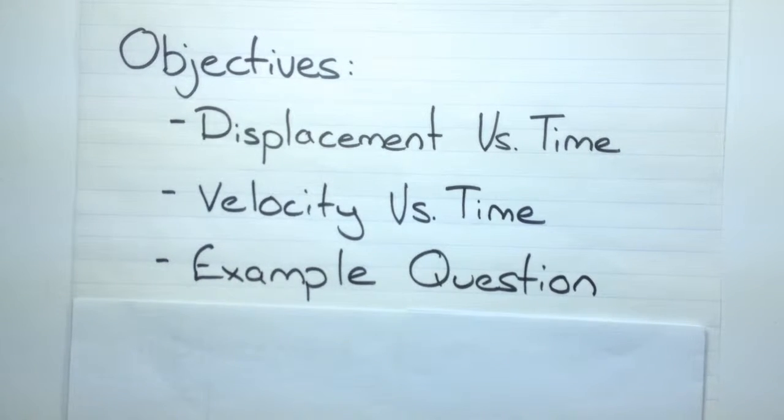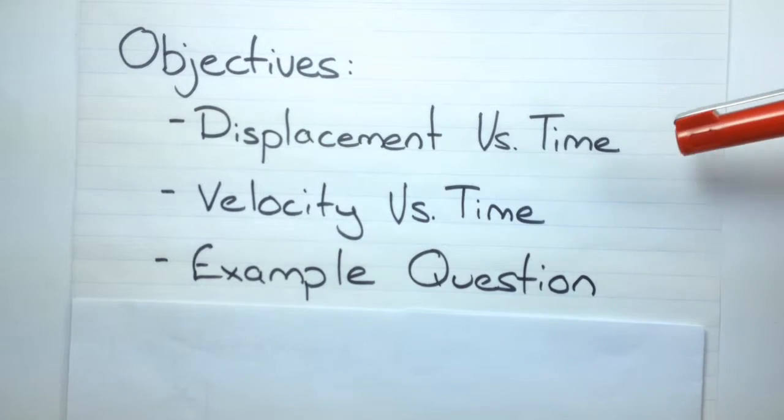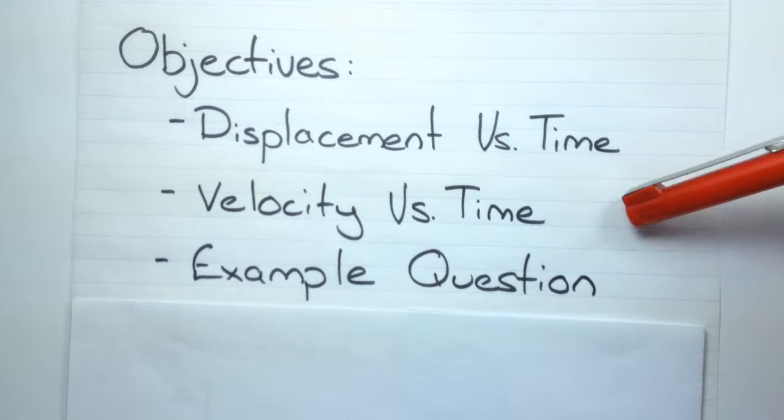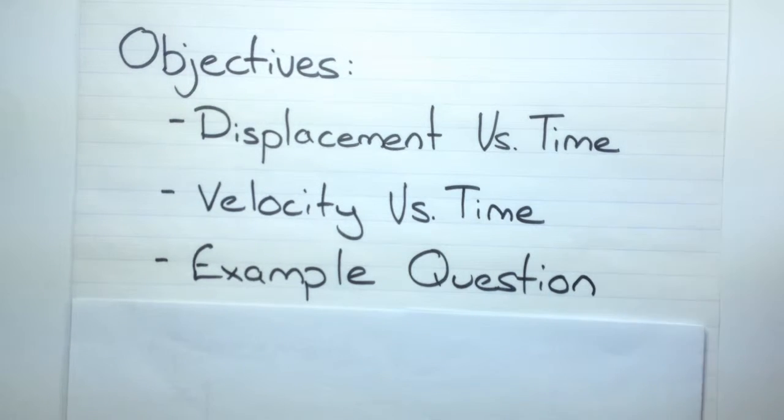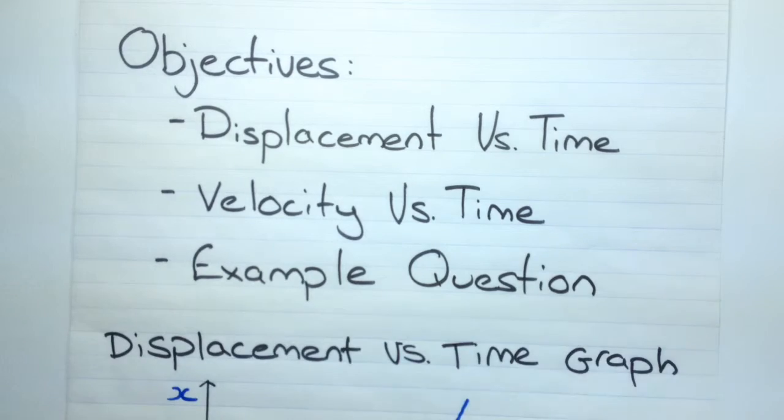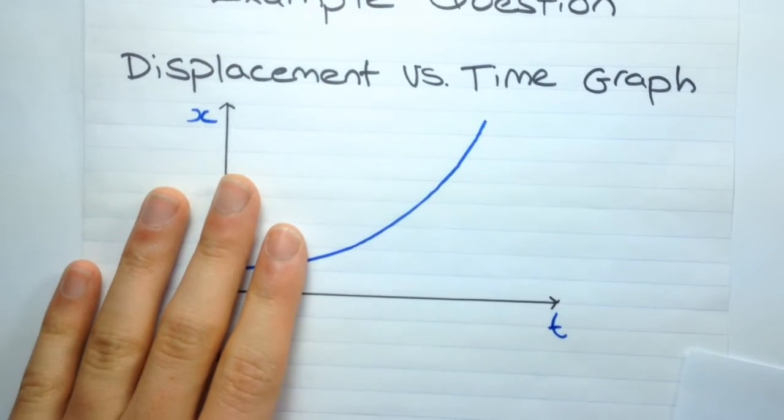Hey guys, for this lesson we're going to look at graphing motion, mainly representing motion as graphs. We're going to look at displacement versus time graphs, velocity versus time graphs, and at the end we're going to look at some example questions. So let's get into it. First, we've got this displacement versus time graph.